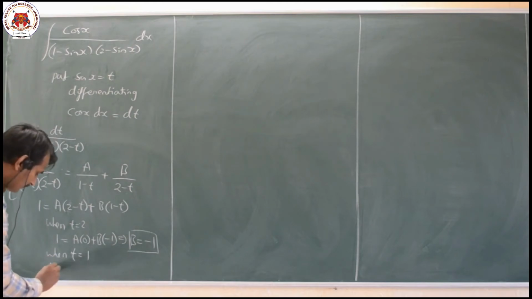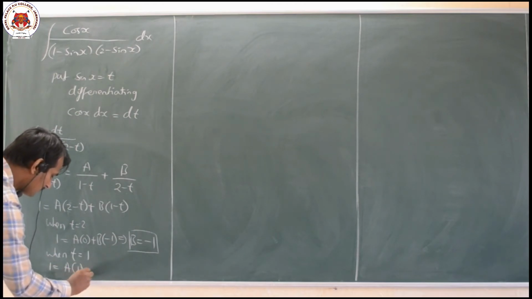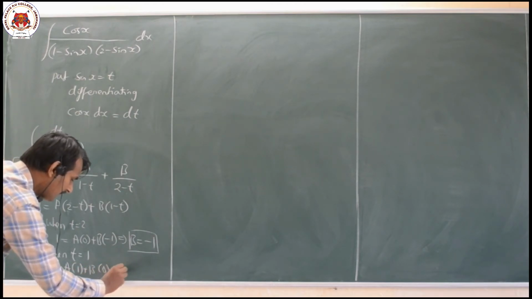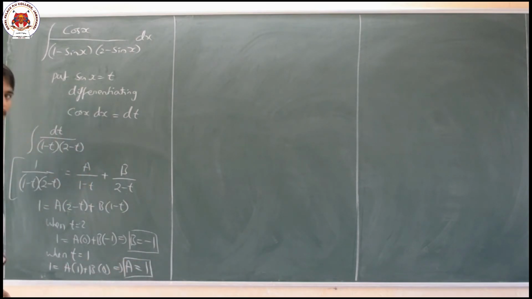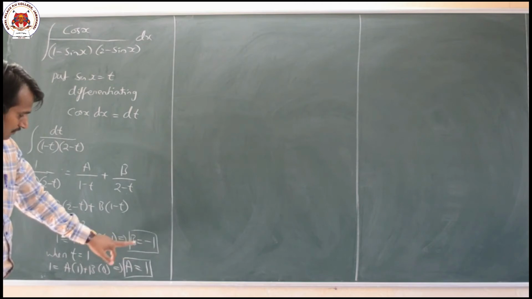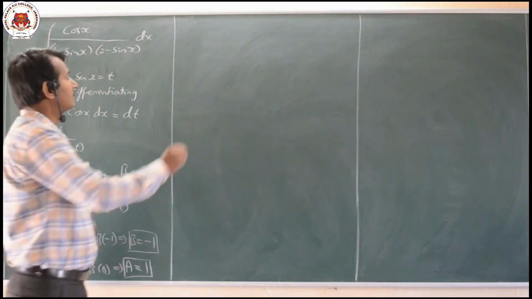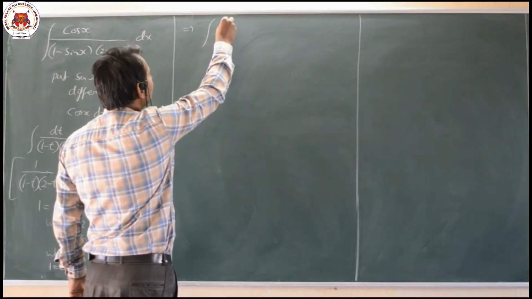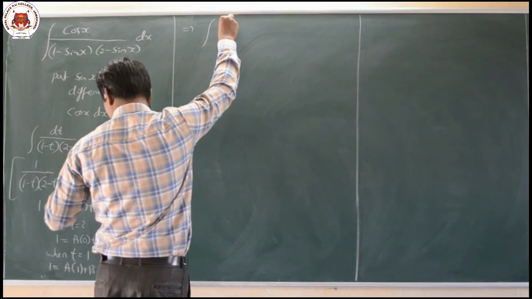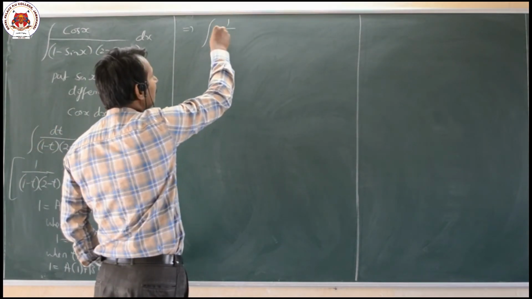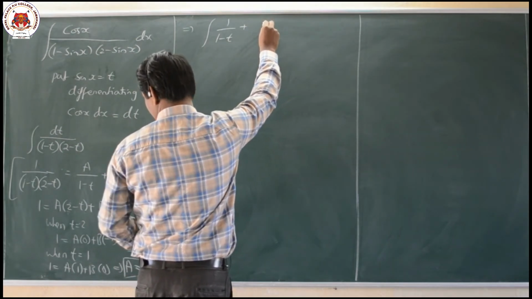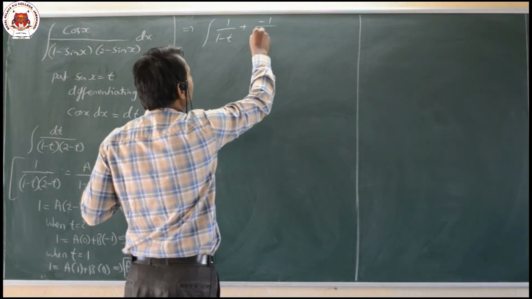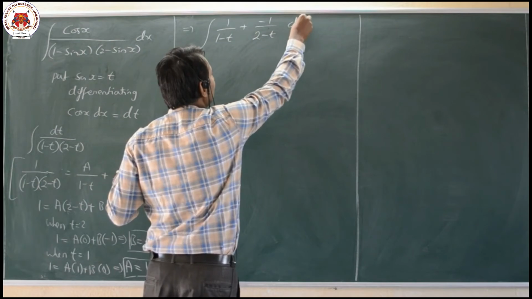which is equal to a into 1 plus b into 0, that implies a value will be 1 here. Now put both of these values here in the question, that implies integration of a, that is 1 divided by 1 minus t, plus b, what do you mean by b here, that is minus 1, minus 1 divided by 2 minus t into dt.